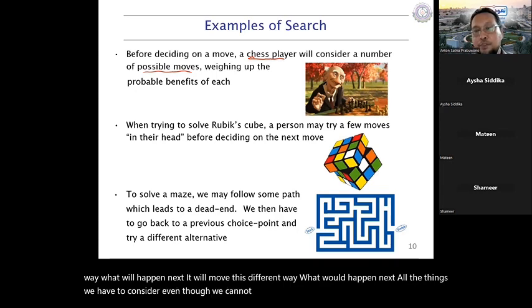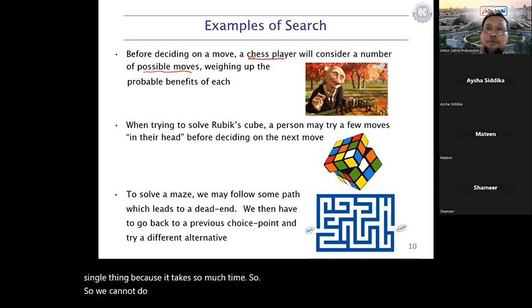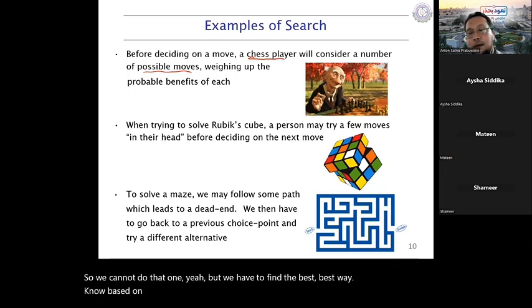even though we cannot think through every possibility for a single move, because it takes so much time. So we cannot do that, but we have to find the best way based on our experience or our knowledge. That is the way.